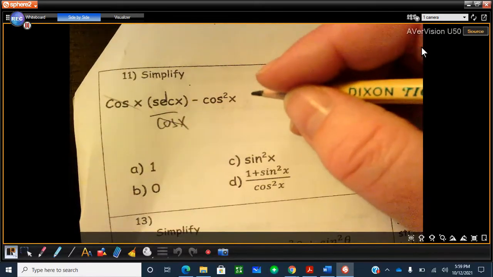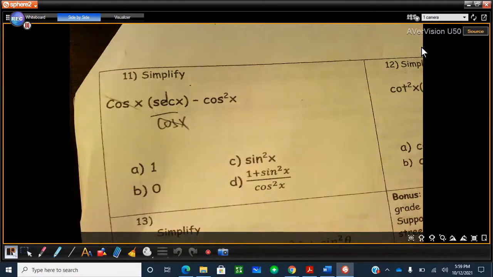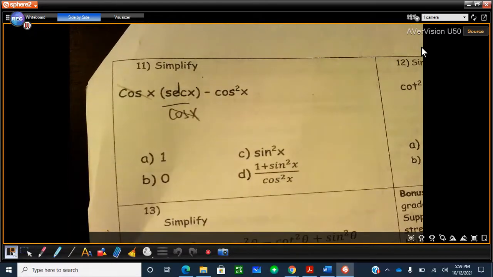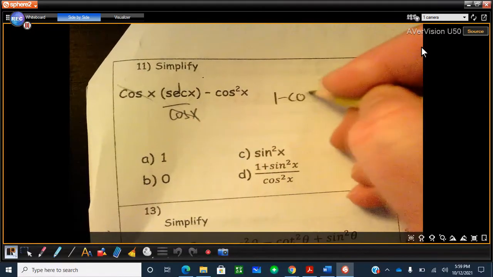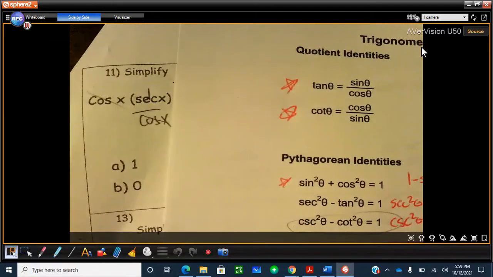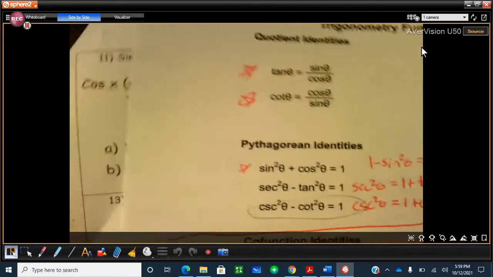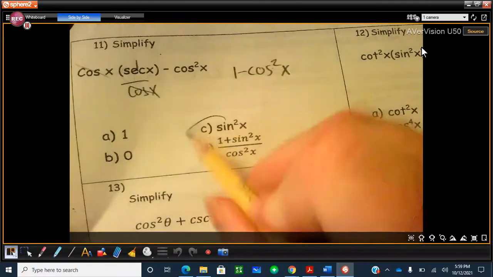But I still end up with, so secant, did I make sure I did that right? Secant of x is 1 over cosine theta. Yep. So I end up with 1 minus cosine squared of x. And what did we say 1 minus cosine squared of x was? 1 minus sine squared of x. And I got that off my formula sheet.